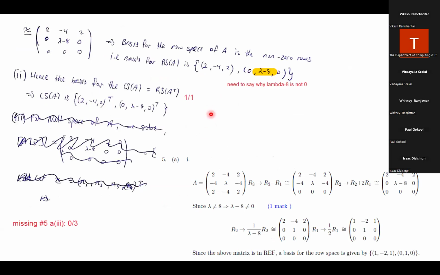Yeah, so this one is basically showing what Rajesh was saying: if they left out a part, you should probably write a note about it so the lecturer knows, hey, you've searched for that part. So I put missing number 5A, part 3, and what is their mark? 0 out of 3. Right, and again, looking back at it, I should have made this a bit bigger.